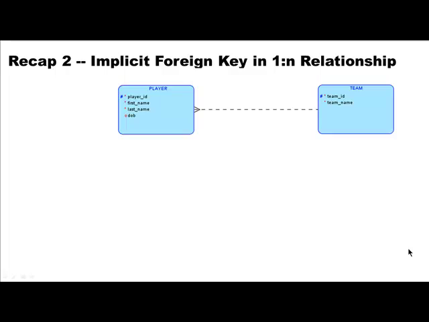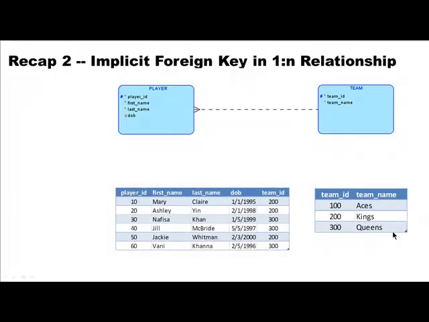We saw how a one-to-many relationship is represented in the form of tables, and it looks like this. To indicate the team to which a player belongs, we add the team ID to the player table. That is what tells us for any given player which team the player belongs to. So for example, this player belongs to the Kings because the team ID is 200, and 200 is the team ID of the Kings team, and so on.